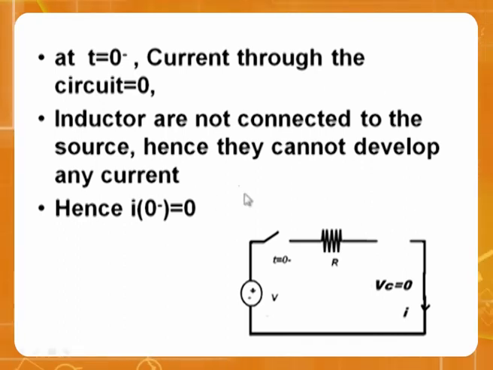Come here with me. At t equals 0 minus, please understand, the switch is open. The inductor could not develop any current. Why could the inductor not develop current? Because the switch is open. No current means open circuit. No voltage, because the capacitor could not develop any voltage. No voltage means what? Short circuit.